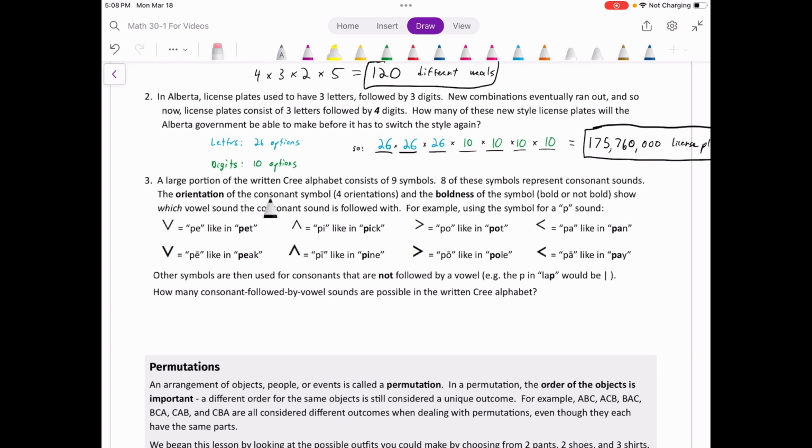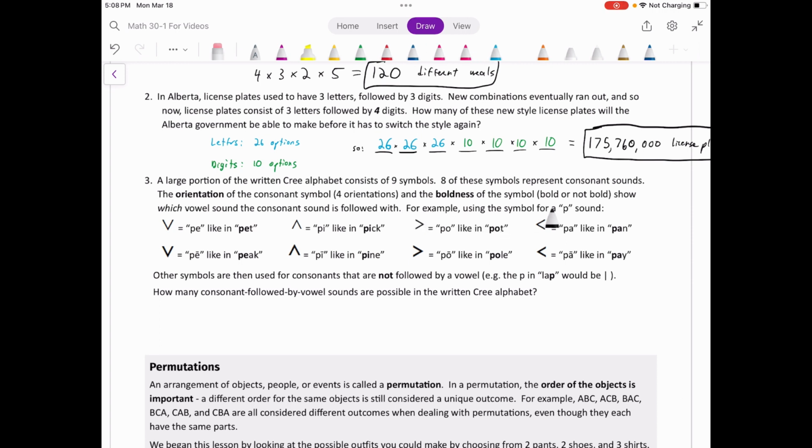The orientation of the consonant symbol, 4 different orientations, and the boldness of the symbol, whether it's bold or not bold, show which vowel sound the consonant sound will be followed with. Sometimes you'll see it written with, instead of bolding and not bolding, another system where there's little breaks put into it, little gaps almost in the symbol. But the bold or not bold is a pretty commonly used form. Okay, so they show which vowel sound the consonant will be followed with.